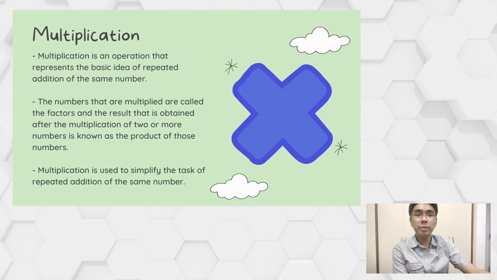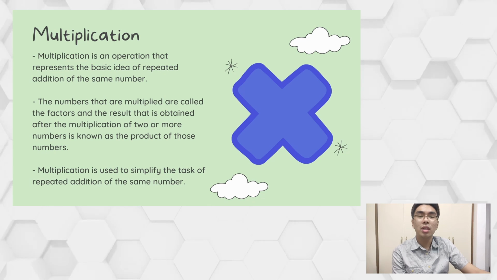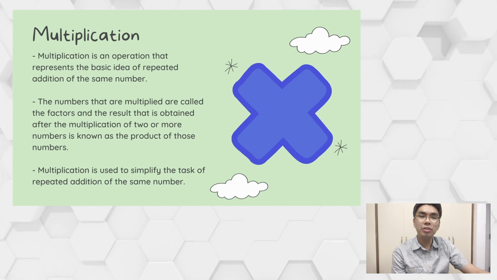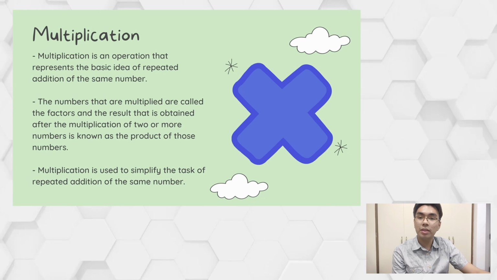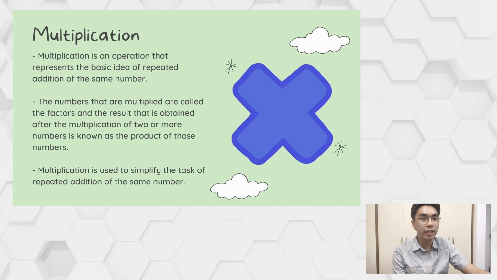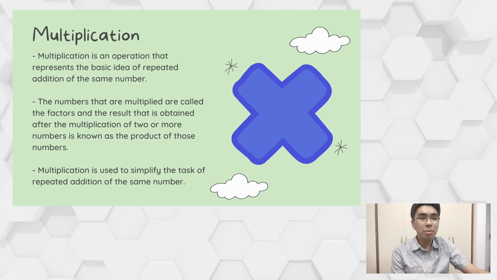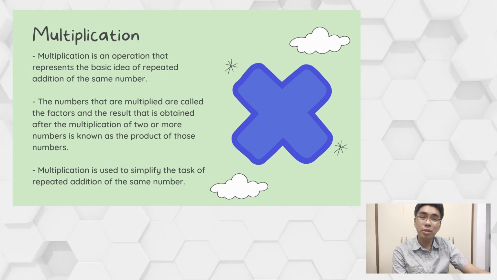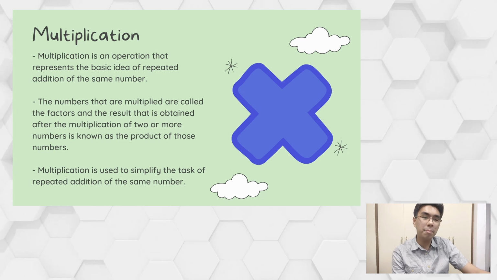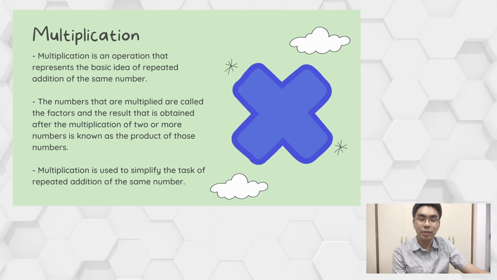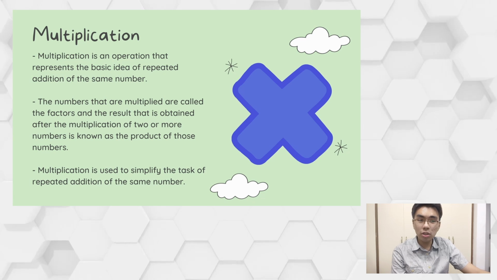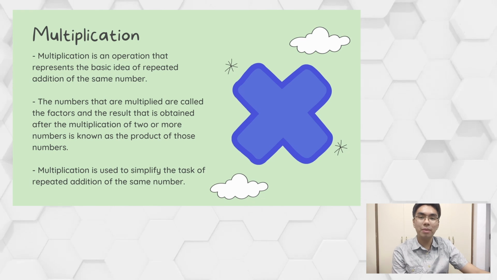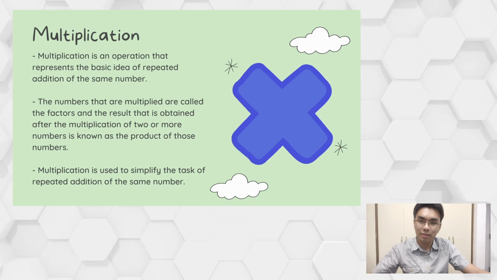Now for the third operation, which is multiplication. Multiplication is an operation that represents the basic idea of repeated addition of the same number. The numbers that are multiplied are called the factors, and the result that is obtained after the multiplication of two or more numbers is known as the product of these numbers.